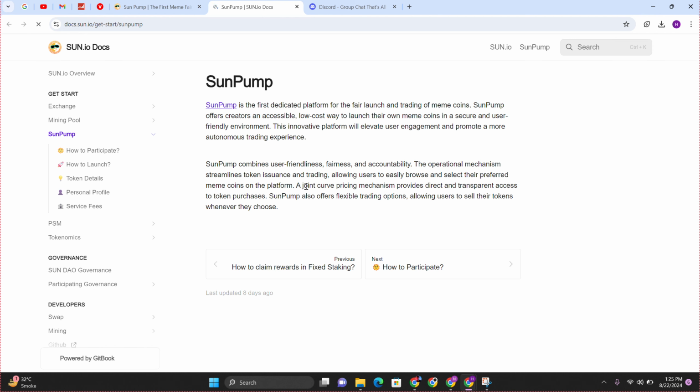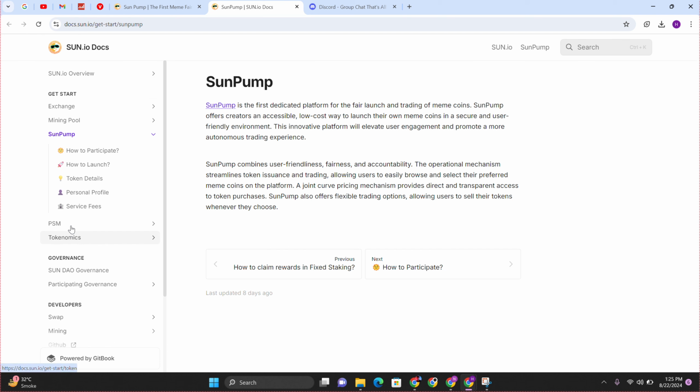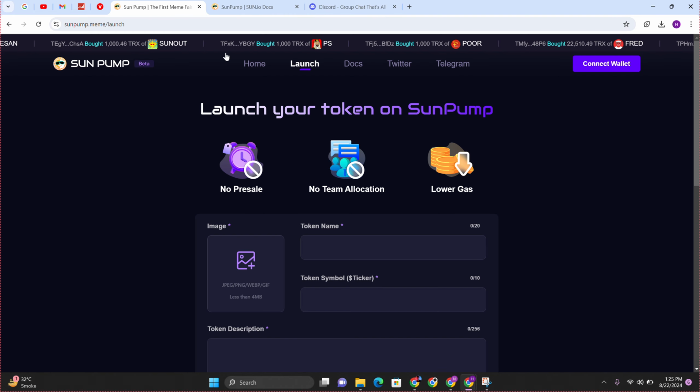So this is the docs. This is about SunPump, what you need to know. If you are wondering what this SunPump is, you see SunPump is the first dedicated platform for the fair launch and trading of meme coins. You just read through all this. This is the tokenomics, this is how to participate, this is how to launch, this is token details, everything you need to know, in fact.